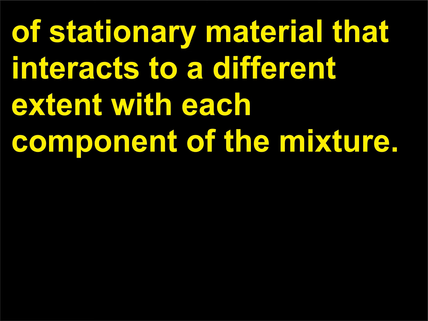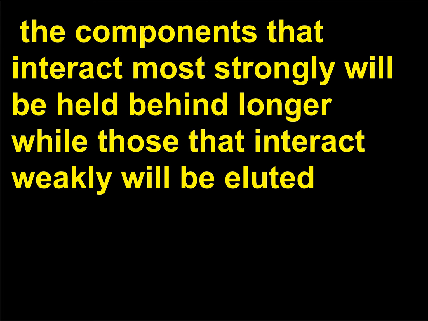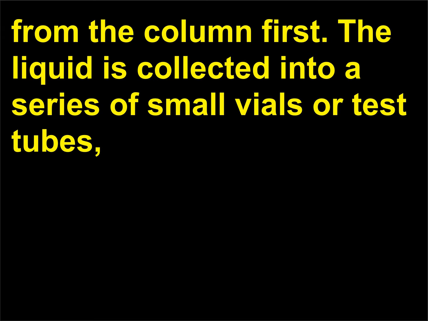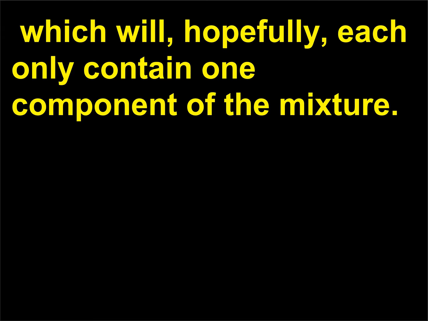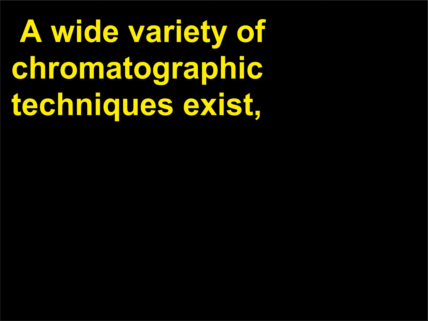As the liquid flows over the stationary phase, the components that interact most strongly will be held behind longer, while those that interact weakly will be eluted from the column first. The liquid is collected into a series of small vials or test tubes, which will, hopefully, each only contain one component of the mixture. The solvent can then be evaporated from each vial to recover the individual components of the mixture. A wide variety of chromatographic techniques exist, and each generally follows the same basic principles as the column chromatography described here.